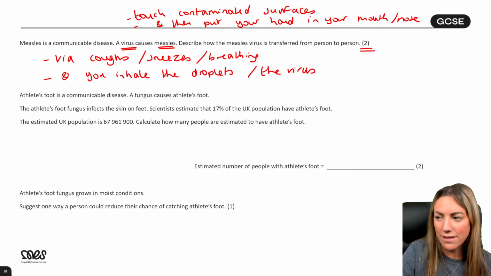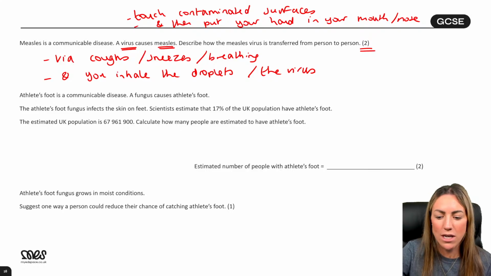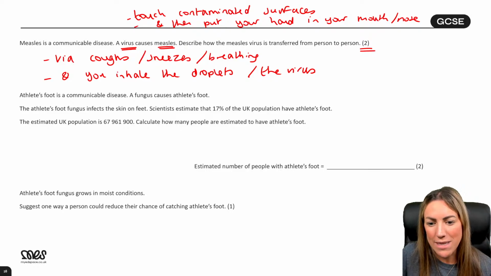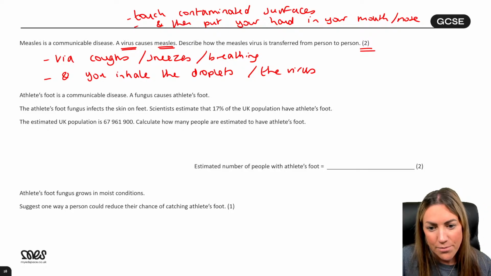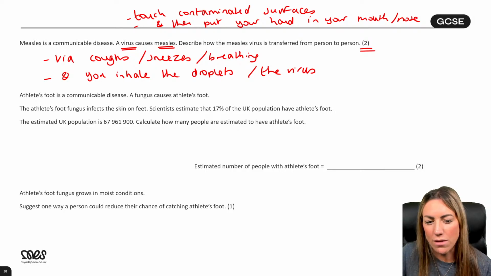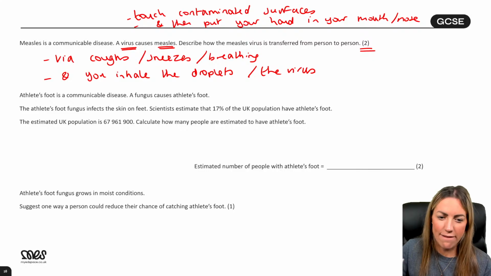Right, who's got a calculator? Guys, we need to make sure we can do percentages. We're going to do a percentage question here. We're also going to do a percentage change question at the end. Dirty needles, no, not for measles. That would be HIV, Zorba. HIV is sexual contact or sharing dirty needles.